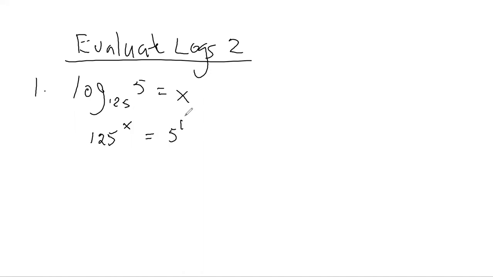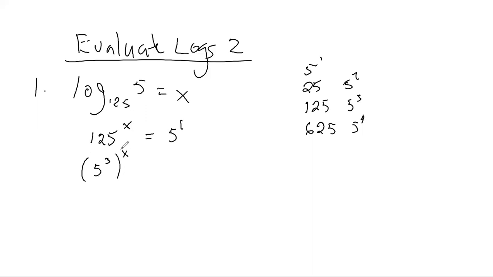But I'm going to rewrite 125. If we look at the powers of 5, 5 is 5 to the first. 5 squared is 25. 5 to the third power is 125. And you'll get probably some problems that may have 625. That's 5 to the fourth. Again, you have to kind of get used to seeing those and recognizing those numbers. So I'm going to rewrite 125 as a power of 5 by writing 5 cubed. And that's still raised to the x power. I have to put parentheses around it. And that equals 5 to the first.